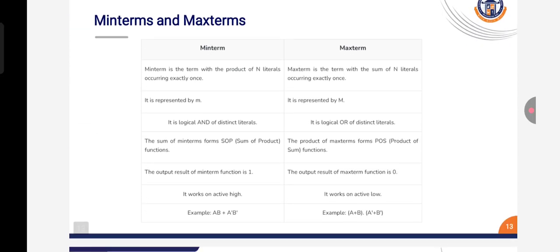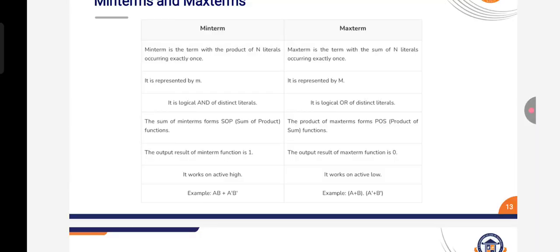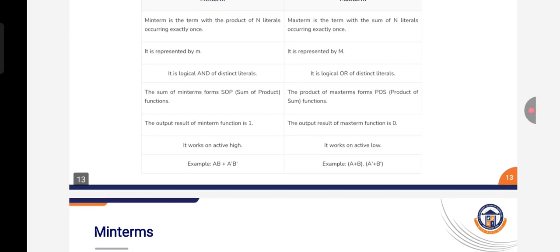So, this slide shows the comparison between the minterms and maxterms. The minterm is the term with the product of n literals occurring exactly once, and the maxterm is the term with the sum of n literals occurring exactly once. It is represented by the small m, and it is represented by capital M. It is a logical AND of the distinguished literals. It is a logical OR of the distinguished literals.